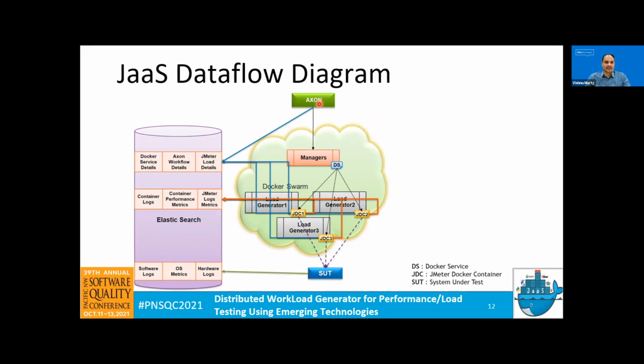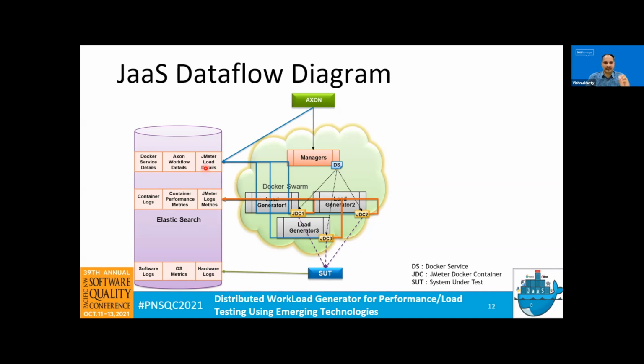When a user submits to the front end, the front end submits the request as a Docker service into the Docker cluster, and it also pumps this information into the database: the Docker service details, the workflow details, and the JMeter load details. The JMeter load details means a JMX file in the JMeter world.